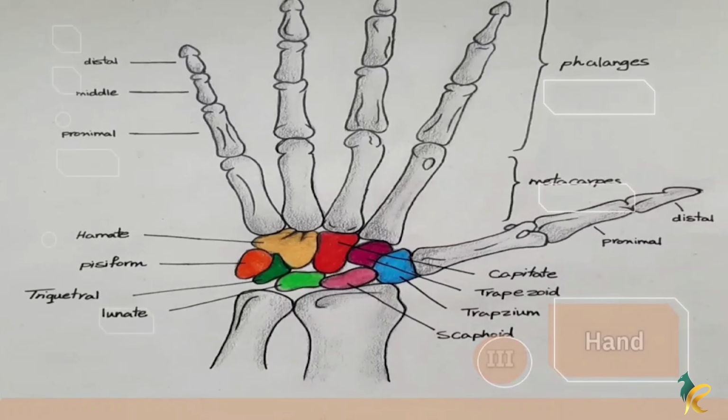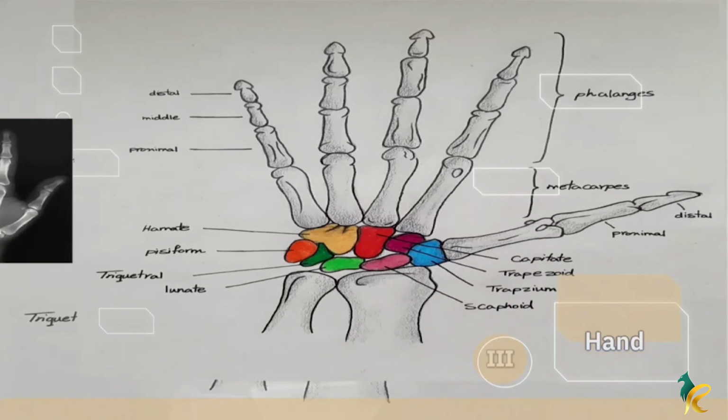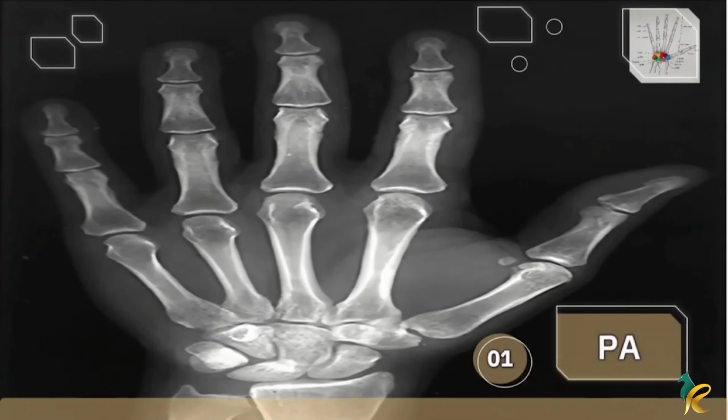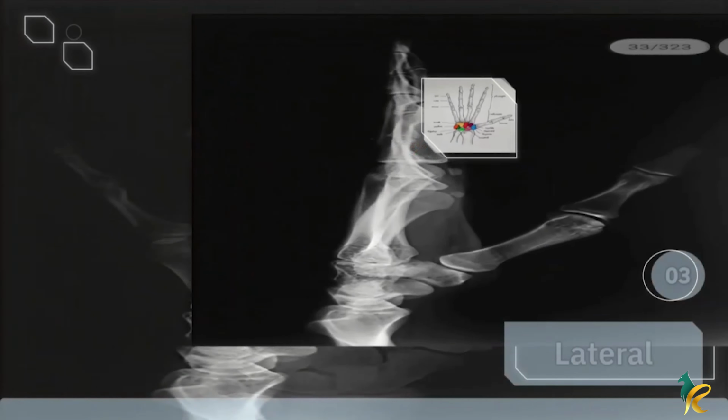Techniques of the hand: there is PA, oblique, and lateral, which in lateral imaging we have two techniques. One is a fan lateral and one is a true lateral.